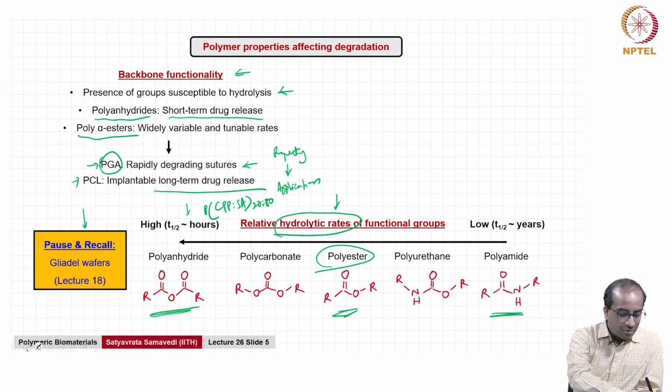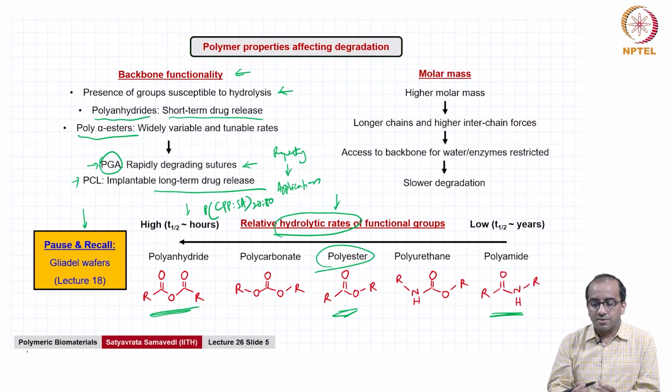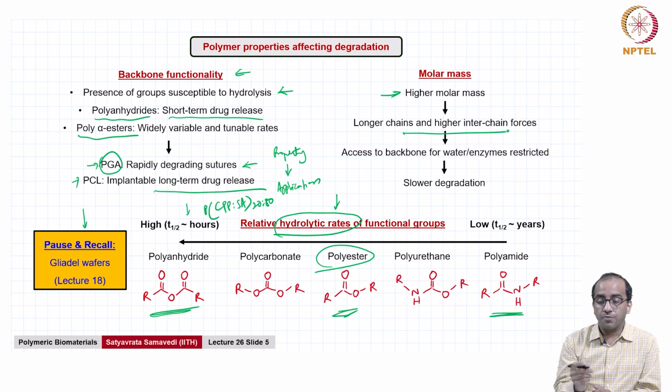Now, if you think about other polymer properties such as molar mass, the higher the molar mass, the longer your chains are going to be and the higher the interchain forces. And like we've said continuously in this lecture, water has to enter first and break apart the secondary interactions and then cause hydrolysis along the backbone. So if you have very long chains with extensive secondary forces, interchain forces, etc., access to the backbone for water and enzymes is restricted, which means typically the larger the molar mass, the slower the degradation.